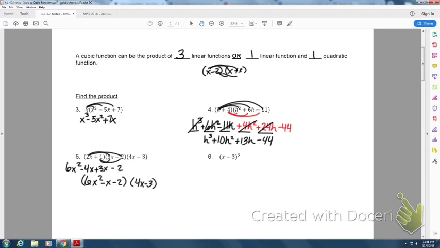Now I had someone in first period ask me, is it okay if I write that 4x minus 3 up front? Is that doing the same thing? Yes, I'm multiplying, right? So to give a simplified example of that, is 3 times 4 the same thing as 4 times 3? Yes. Okay. So I want you to finish that problem from there. And then on number 6, you've got x minus 3 cubed, so that means you have 3 x minus 3's. I want you to take that one from that step.